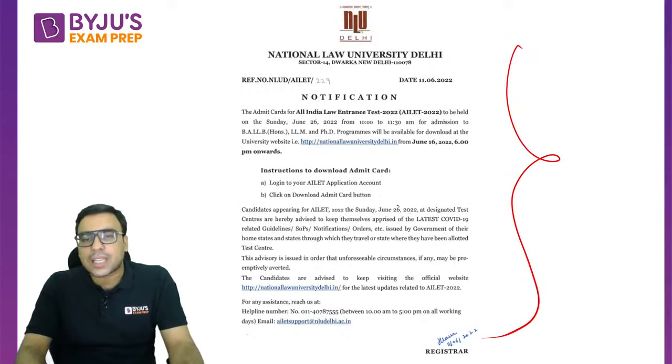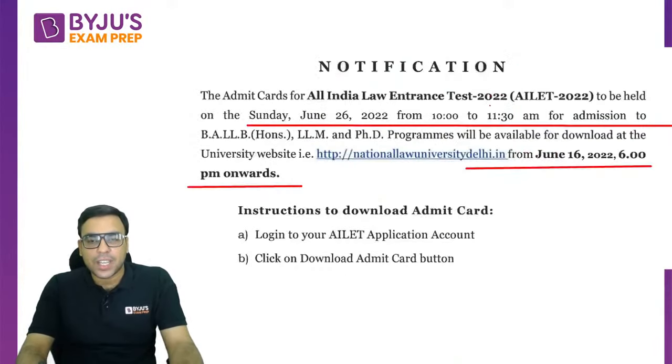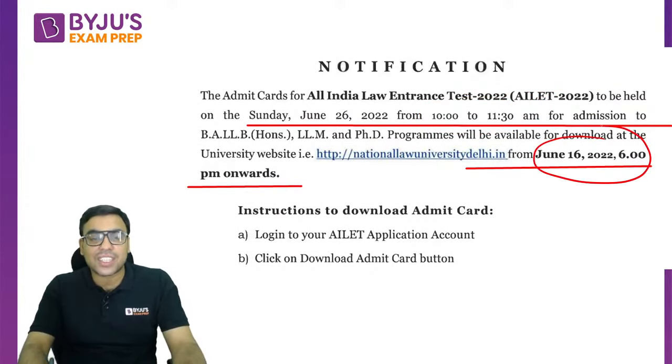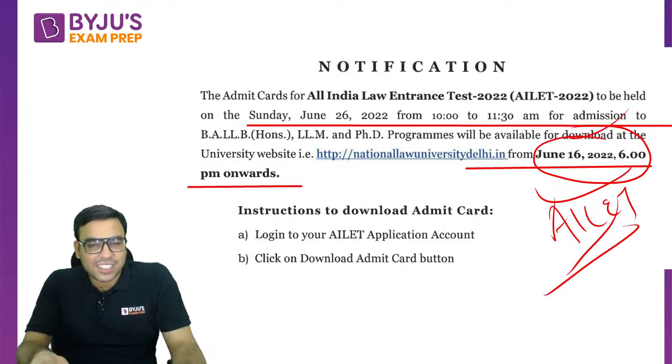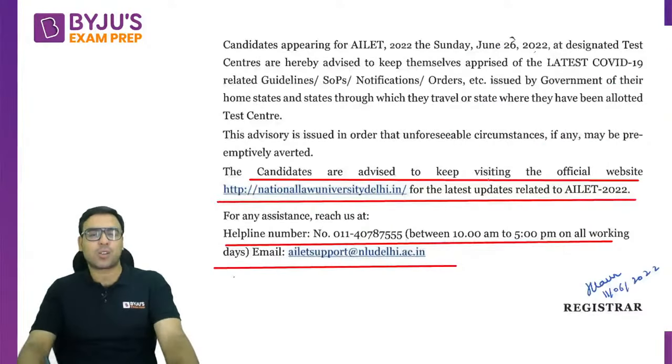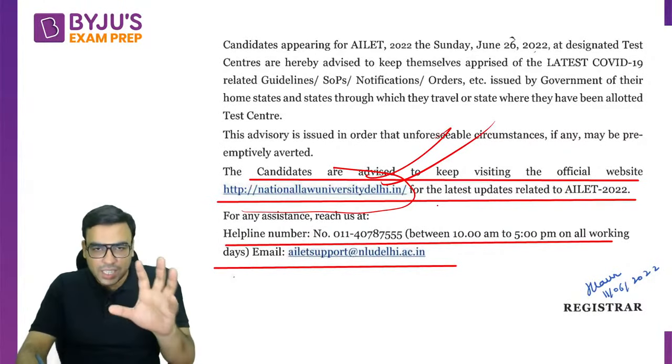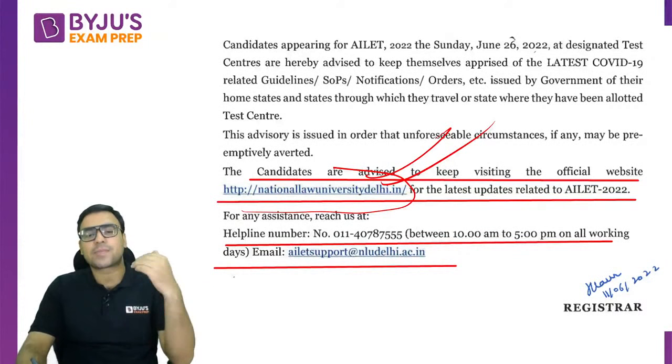So this is the official notification of NLU Delhi. What it says is that on 26 June, from 10 a.m. to 11:30 a.m., we'll be having an examination. And on 16th June after 6 p.m. you can download the AILET admit card. So today is 16 June and after 6 p.m. yes, you can download it. This is the official website with the help of which you can download it. I will tell you in detail. Do not bother. I will help you.